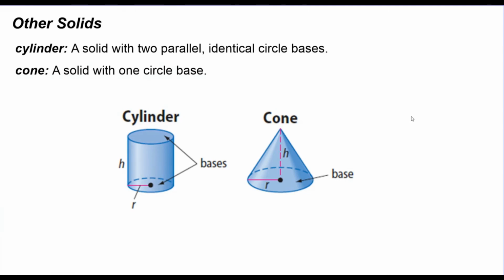We have the cylinder, which is a solid with two parallel identical circle bases. It's kind of like a prism with circle bases. And then we have the cone, which is a solid with one circle base. So it's kind of like a circular pyramid.